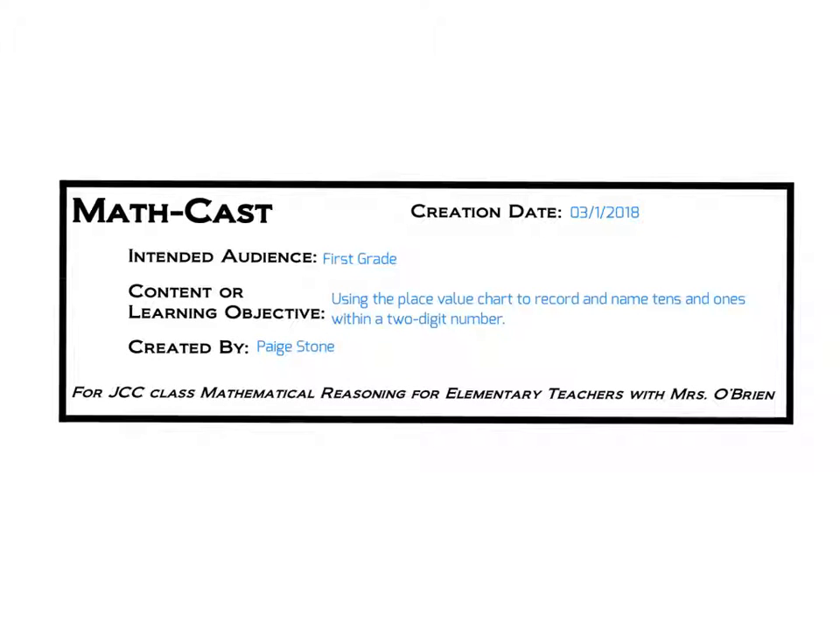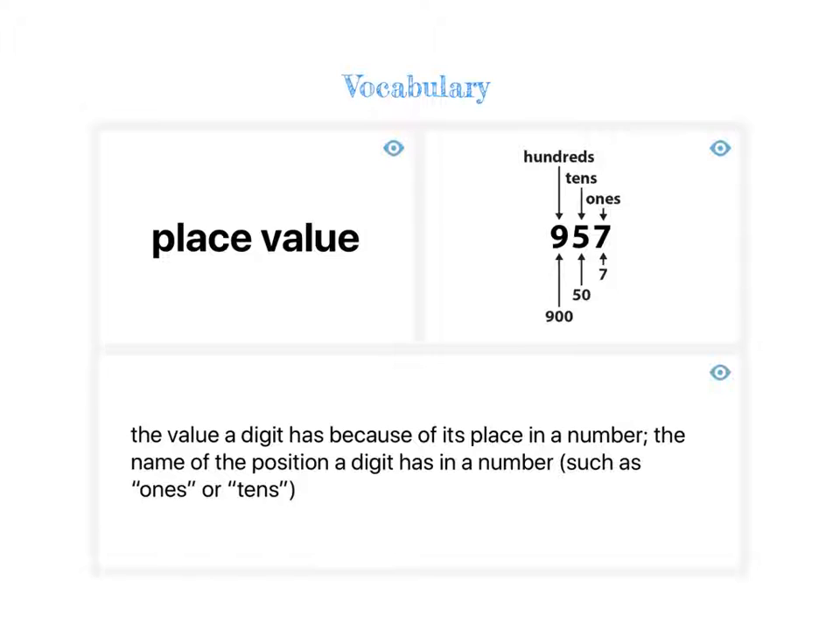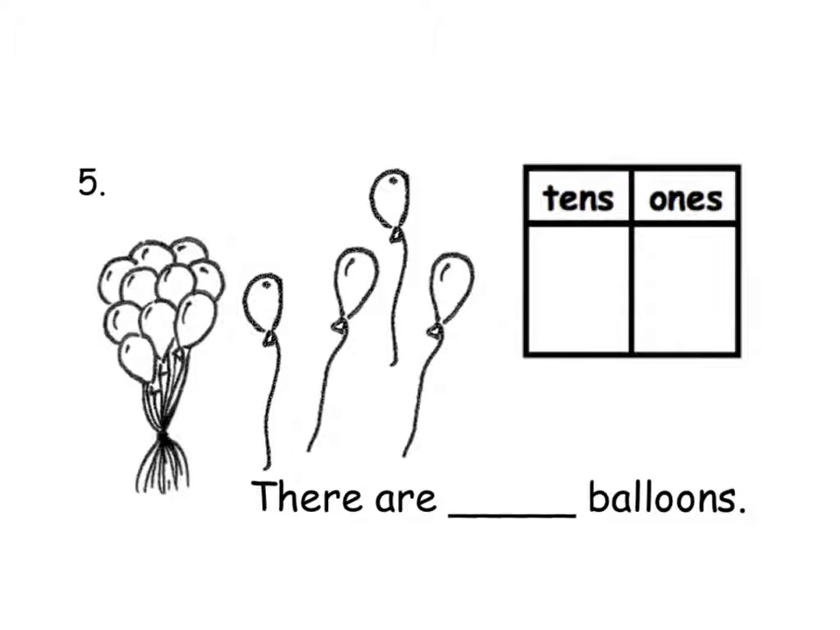The objective is using the place value chart to record and name tens and ones within a 2-digit number. Pause the video and go over this vocabulary if you cannot remember what place value is. Now the question is asking how many balloons are there.